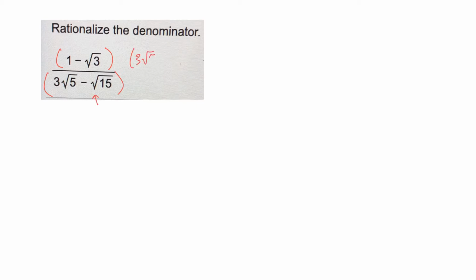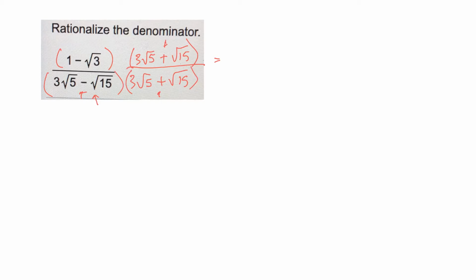So that'll be 3 root 5 plus root 15 over 3 root 5 plus root 15. Just make sure it's the same. This one's minus, this one's plus, and plus. Good. So now you do FOIL. Careful with the FOIL. It's easy to lose track of stuff. And with these, you have to worry about the sign, the number, and the square root.